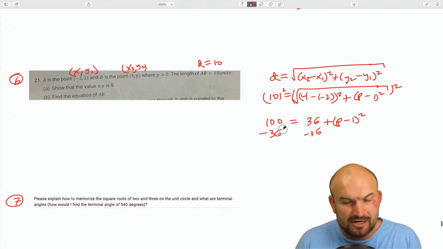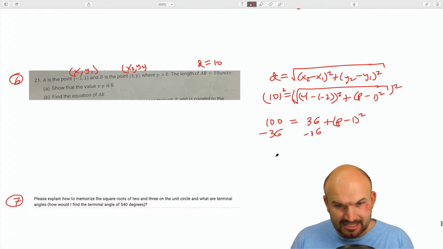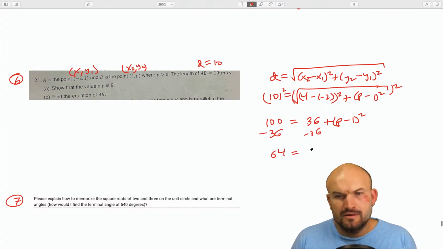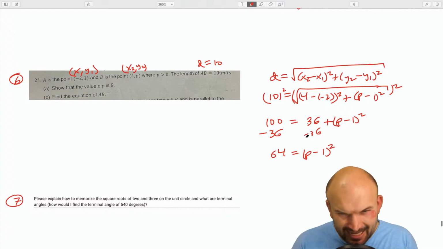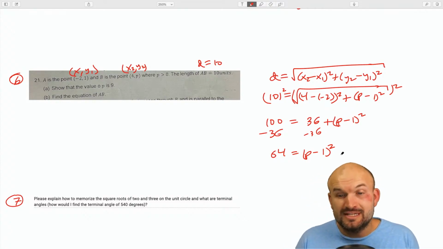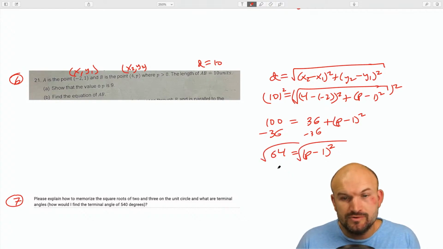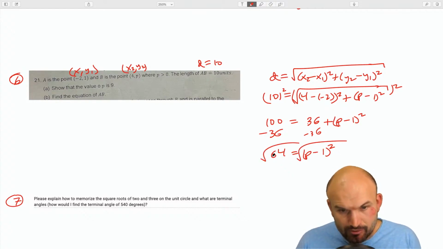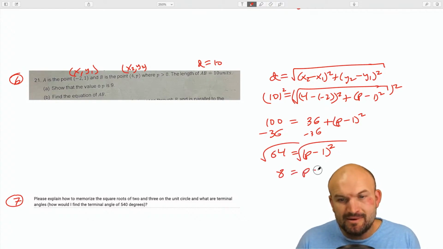Subtract a 36, subtract 36, that's going to be a 64, equals a p minus 1, quantity squared. And then you can go ahead and take the square root here, square root. And when you take the square root, you're going to get 8 equals p minus 1, and then add 1, and you get 9 equals p.